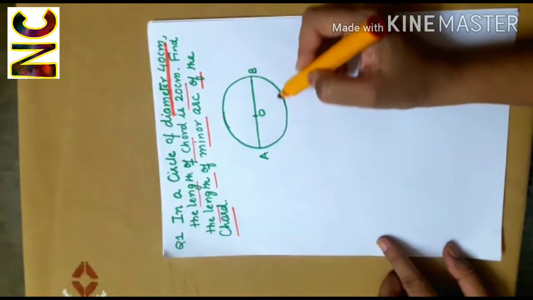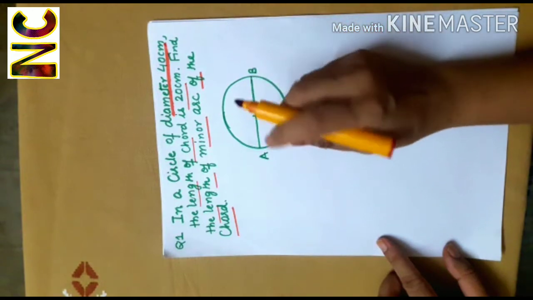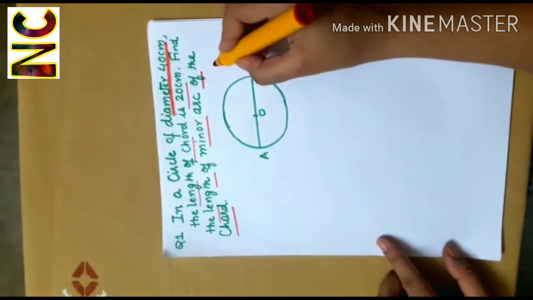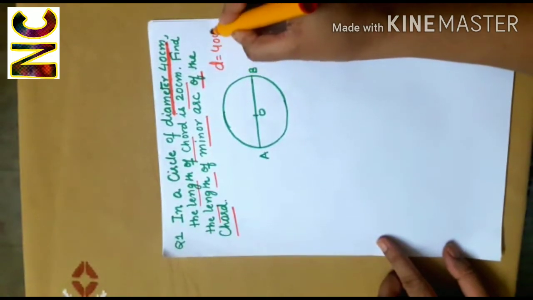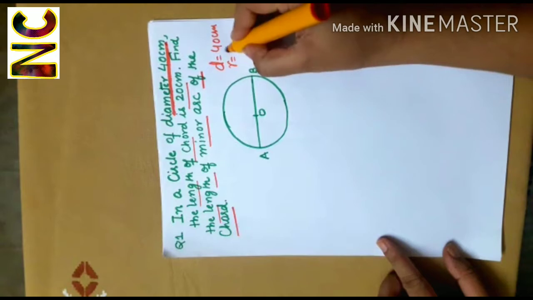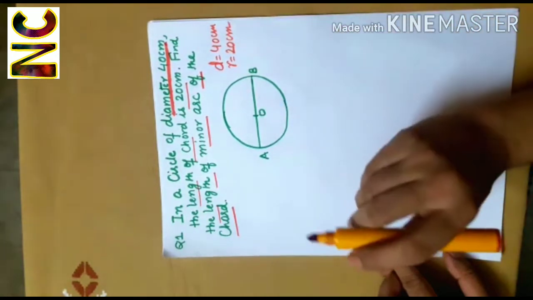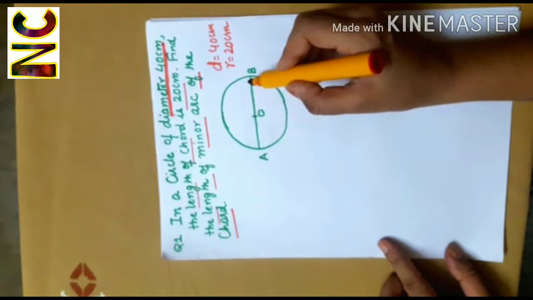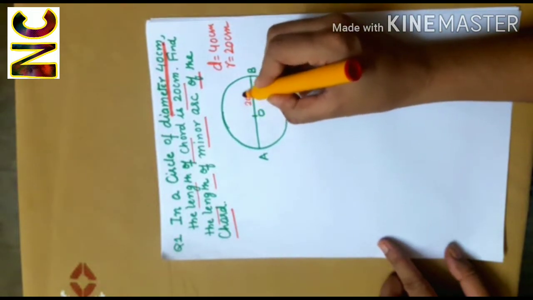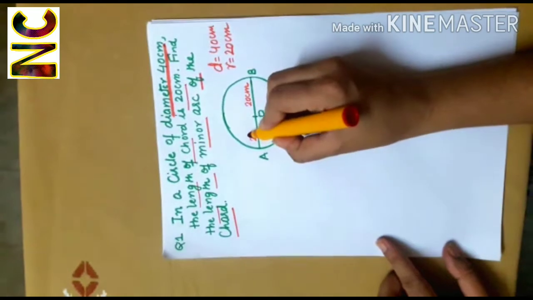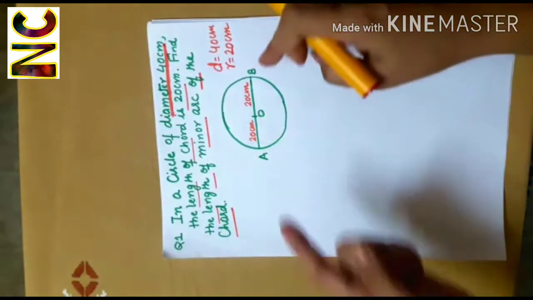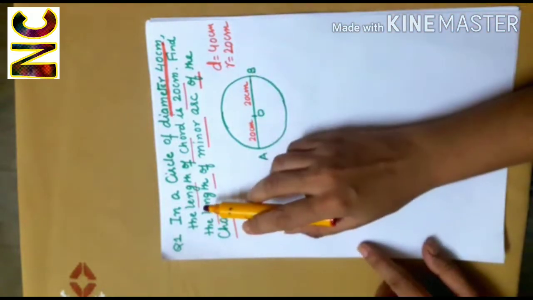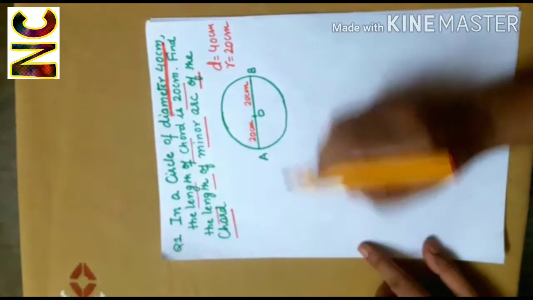So we have a circle with diameter 40 centimeter. Now the diameter of the circle is 40 centimeter, so that means the radius will be 20 centimeter. The center of the circle is at O. AB is the diameter. So this radius will be 20 centimeter and this is also 20 centimeter, so the diameter will be 40. The length of a chord is 20 centimeter.